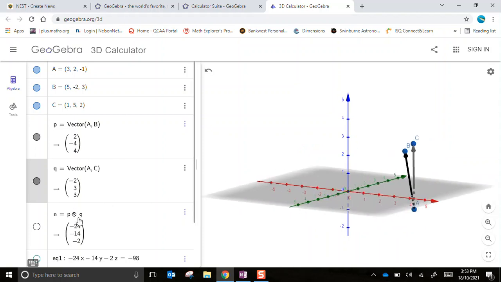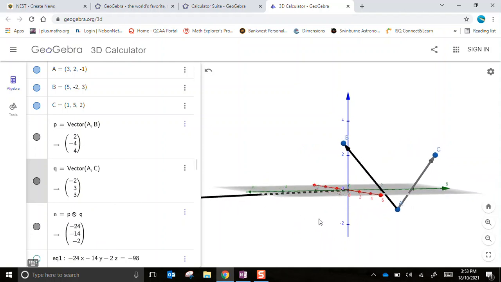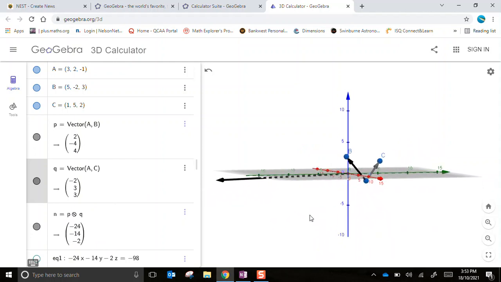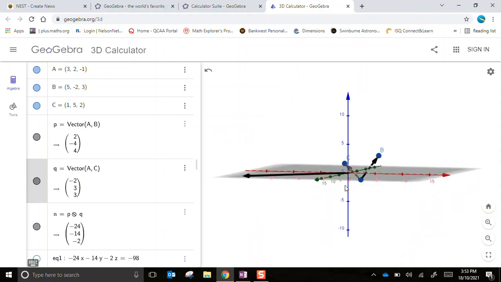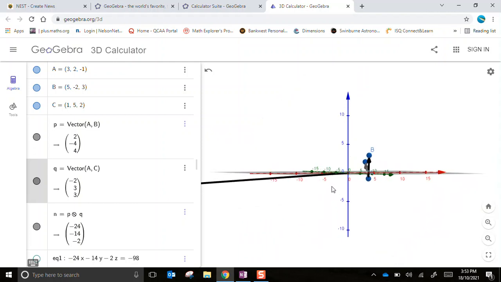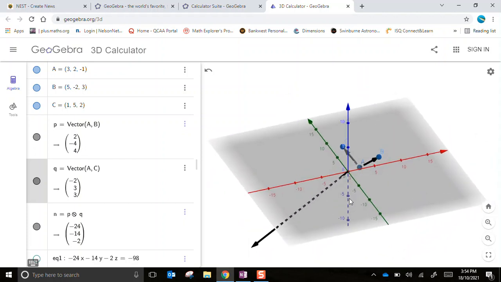I then did the cross product. That's the same as what we got. Now that's a very long vector, but it's really the direction that we're worried about, and it is perpendicular to those two if I slide around. So the cross product is perpendicular, there we go.